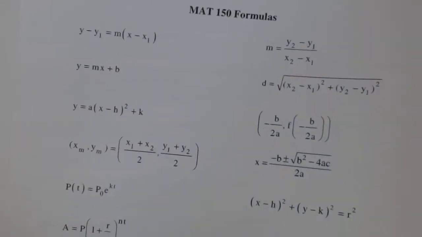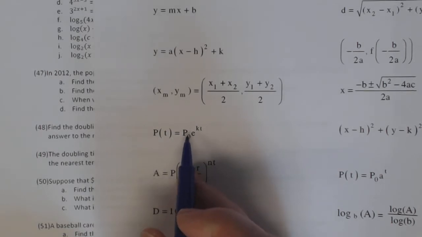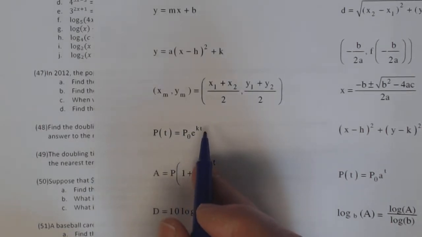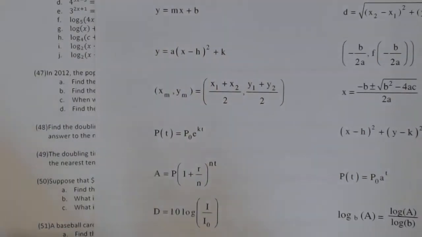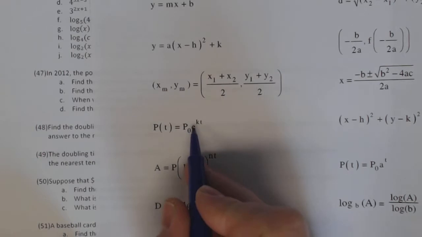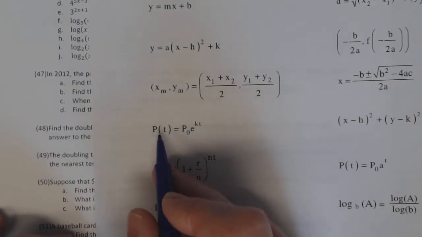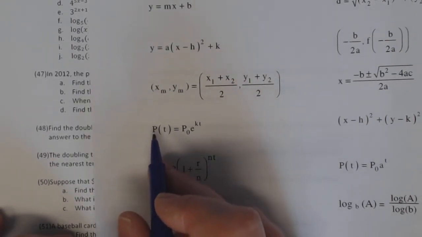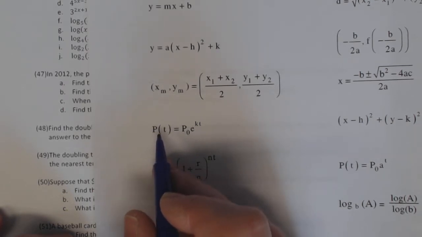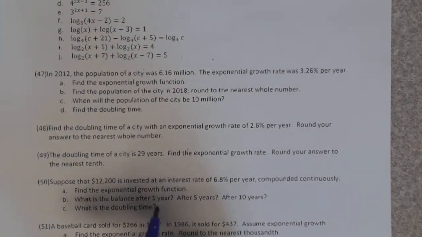So on my formula list here, I've got this little guy: P of t equals P sub 0, or P naught, e to the kt. This is my growth function. The P naught is your original population. The e is just e, you keep the e. k is your rate, and t stands for time. This is population as a function of time, P of t. So, knowing that just from the formula sheet, find the exponential growth function.